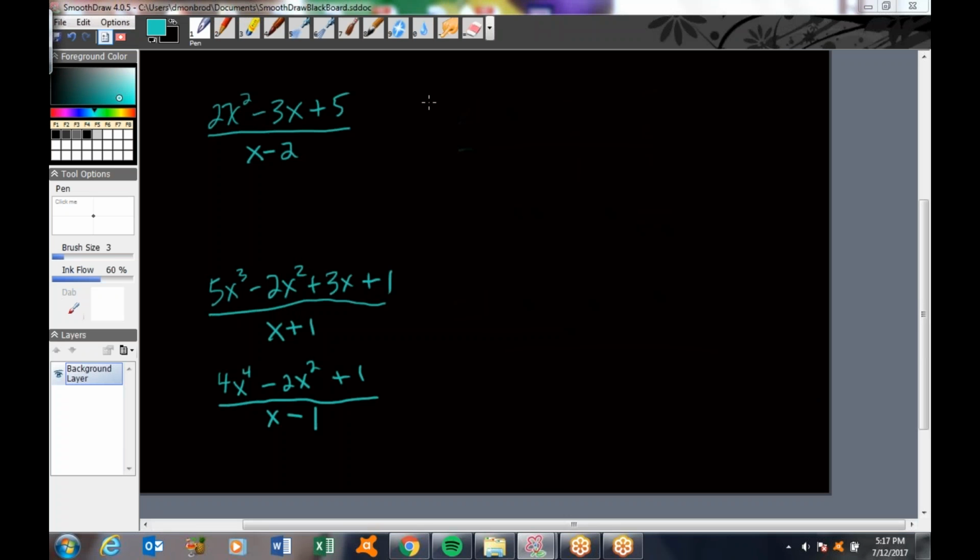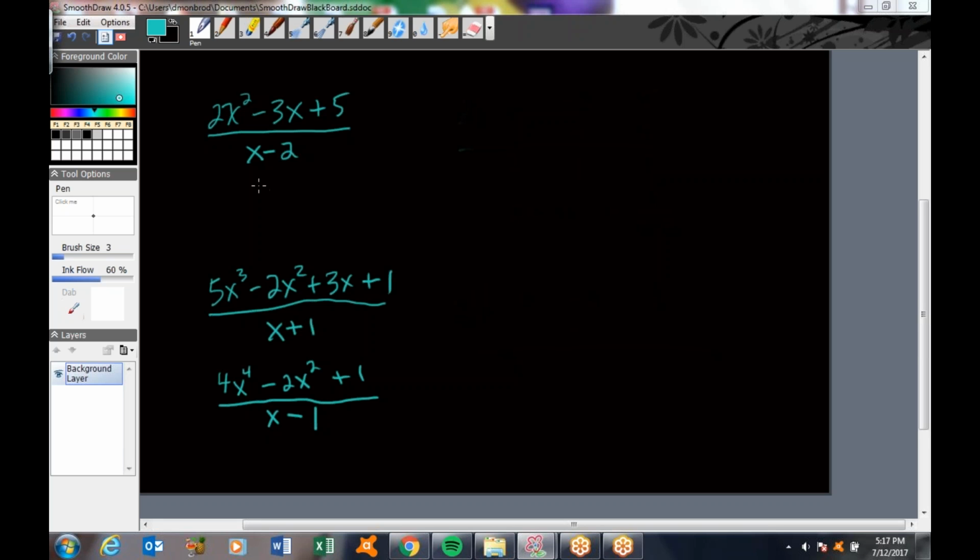Okay, here we are again. This time we're going to do some long division using a routine called synthetic division. Now this routine will only work if you have a divisor of this form, x plus or minus a constant. Notice I have three examples written here where we can use synthetic division: x minus 2, x plus 1, and x minus 1.